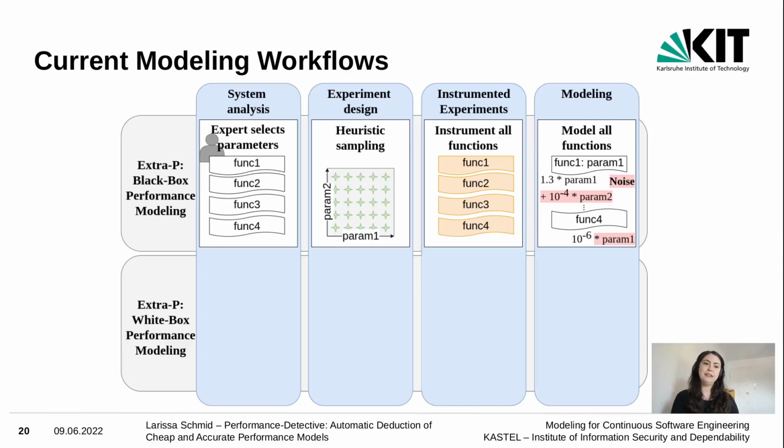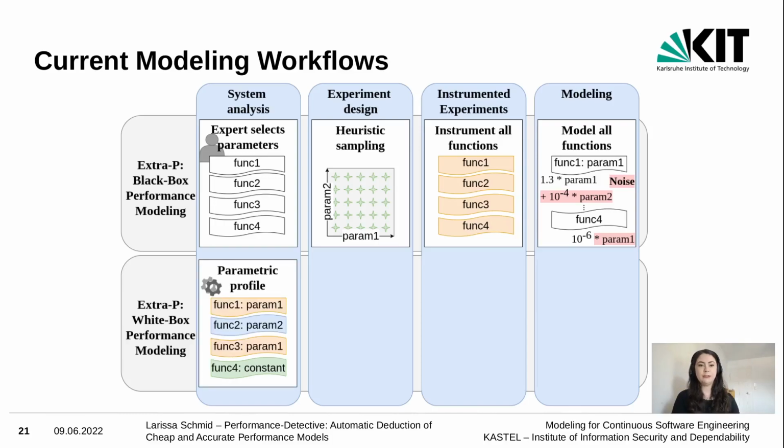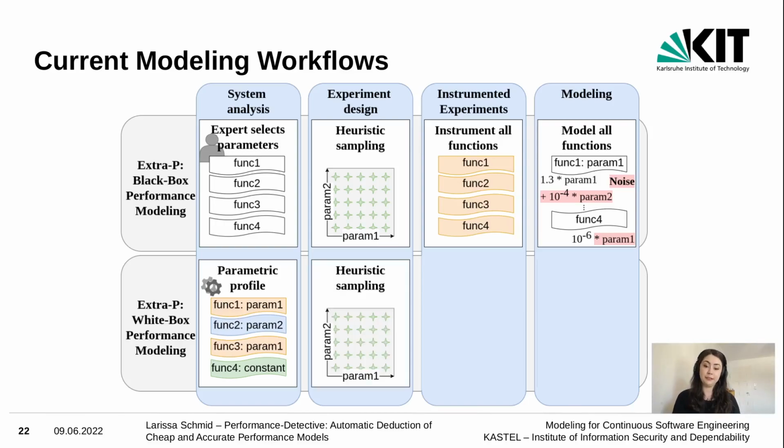So there's also a more white box approach to performance modeling with Extra-P, which relies on Perf-Taint, which is a system analysis that produces a parametric performance profile of the application, saying how input parameters impact the performance of each function. However, they do not make use of this for the experiment design, but still propose to use a full factorial measurement design.